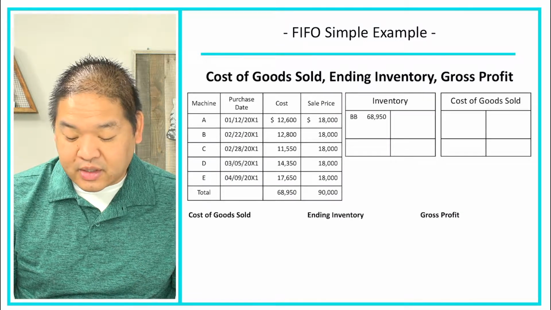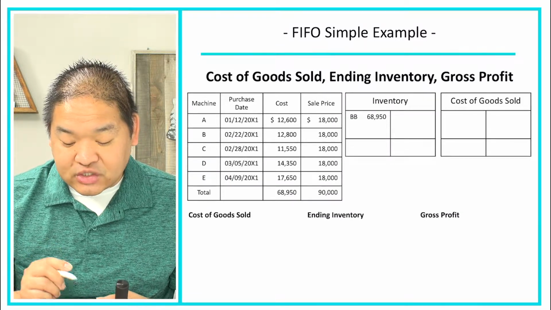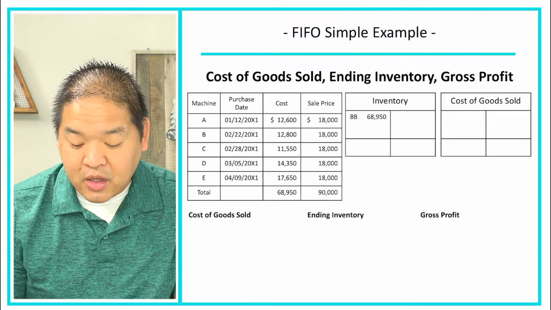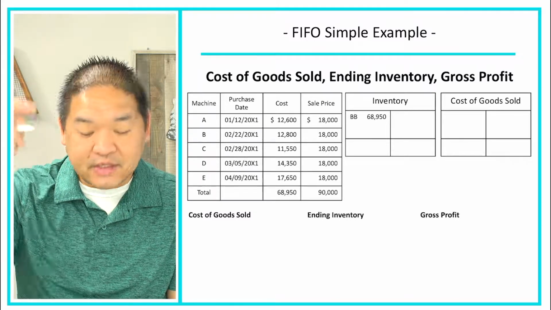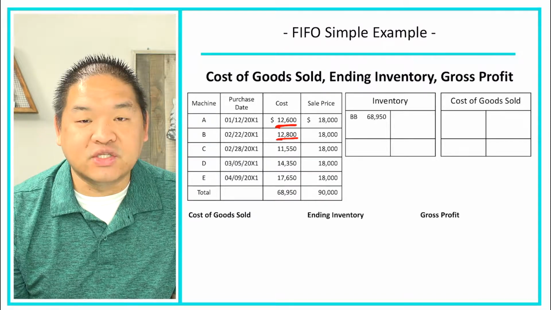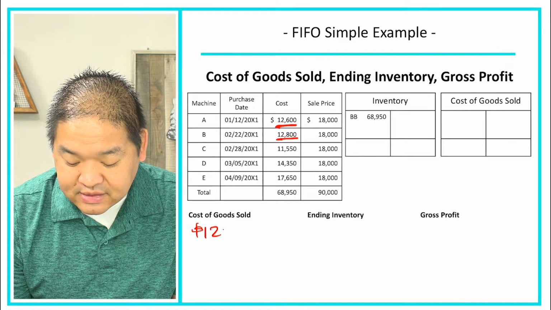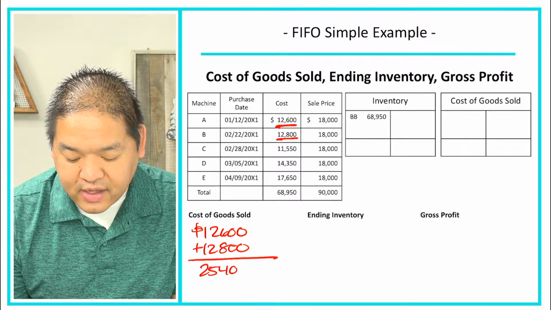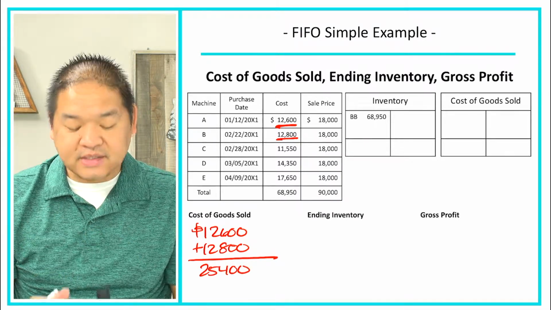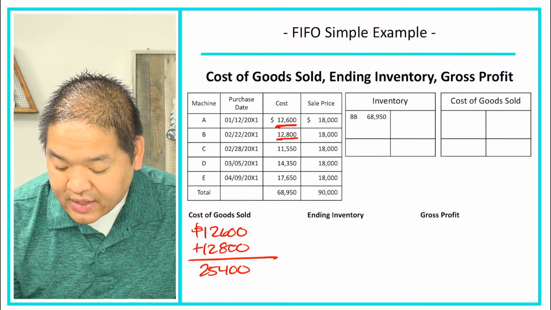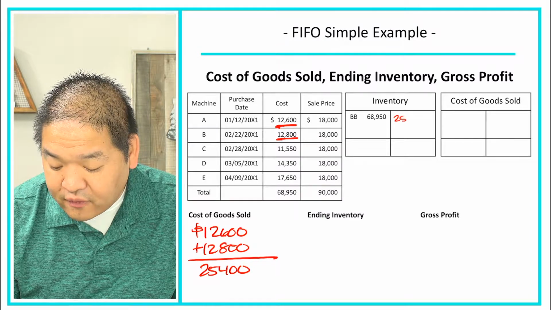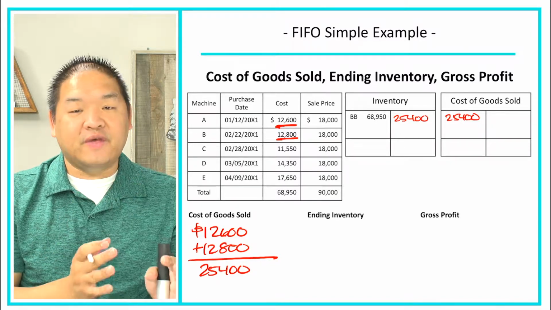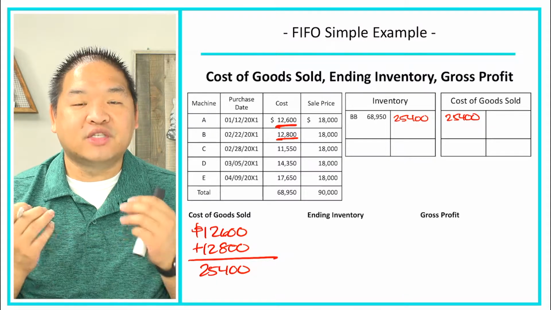To give us a little bit of room here, we're going to move things around. Right now our inventory is sitting at $68,950. The first thing that we need to do is assign cost that's going to go from inventory to cost of goods sold. We said that we've sold 2 units, so we're going to start from the top, $12,600 and $12,800. What we're going to move is $12,600 plus $12,800, which gives us $25,400. So I can put $25,400 in inventory, $25,400 in cost of goods sold. And so I'm literally moving $25,400 from inventory to cost of goods sold based on the FIFO method.